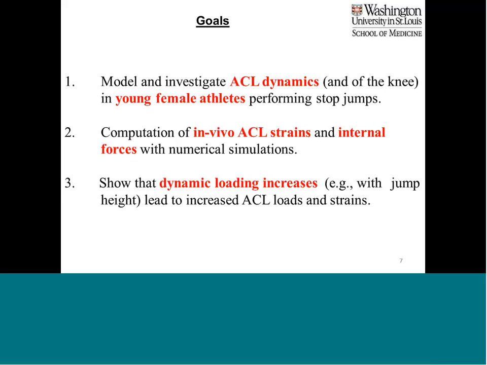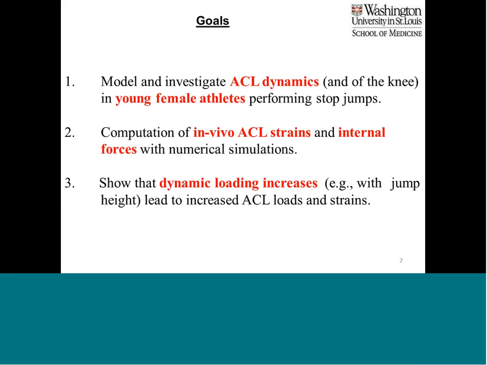So I'm going to move on to the goals of my study or my dissertation project. I did my dissertation between 2007 and 2011. I used OpenSim version 2.2, the platform on which I did all my simulation and analysis activities. The first of my specific goals was to model and investigate ACL dynamics and also knee dynamics in young female athletes performing stop jumps.